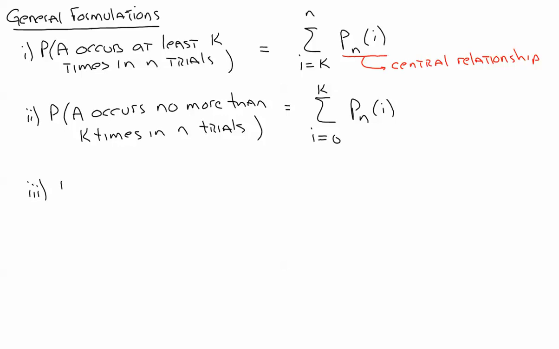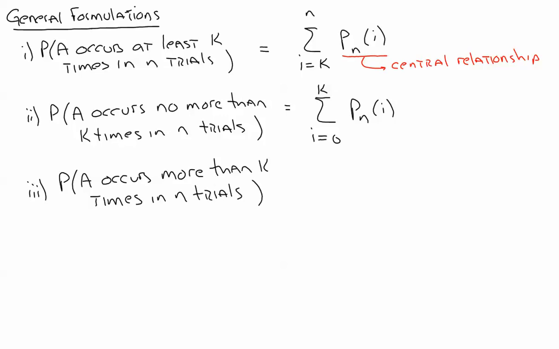Third one, the probability that A occurs more than K times in N trials equals the summation of I from K plus 1 to N of P sub n of I. Once again, my central relationship.